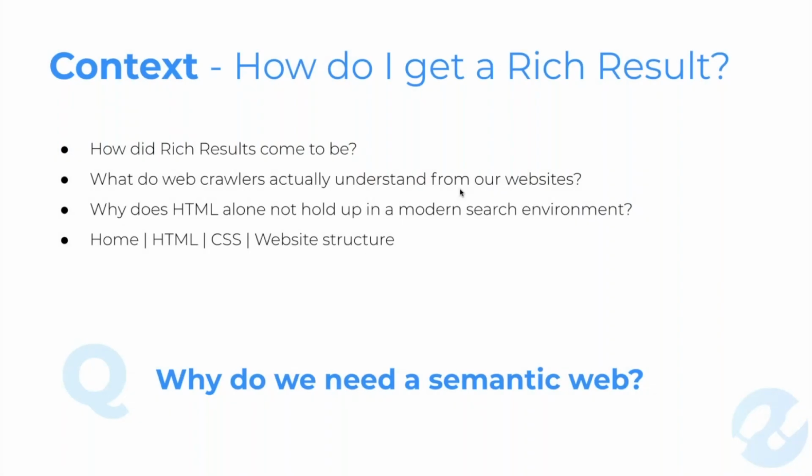Right. So now probably the question a lot of you have is, how do I get this? And that's what we want to talk about now. How did rich results come to be? What do web crawlers actually understand from your website when it crawls it? How HTML alone doesn't hold up. You need additional markup, and we'll go into some examples about that and show you specifically the differences between a basic HTML page and one that's marked up and how Google understands it.